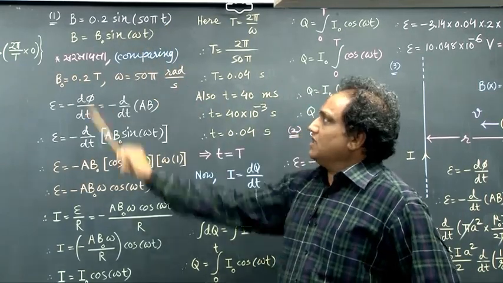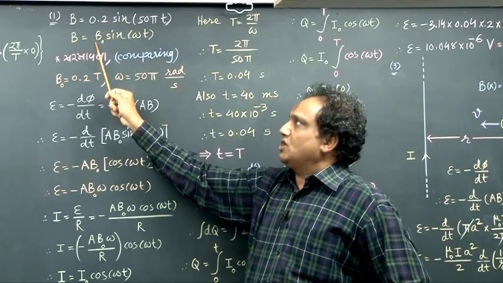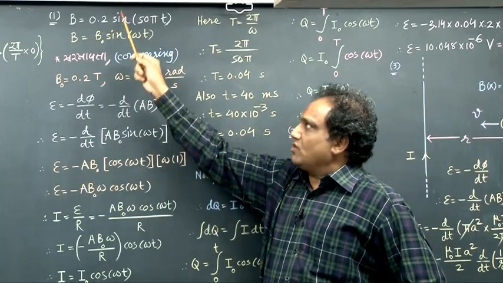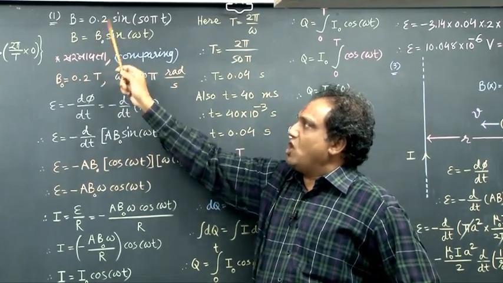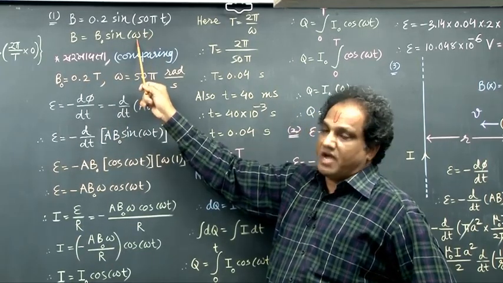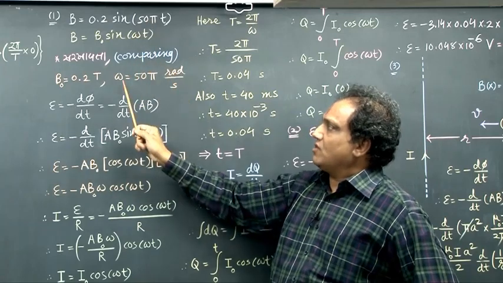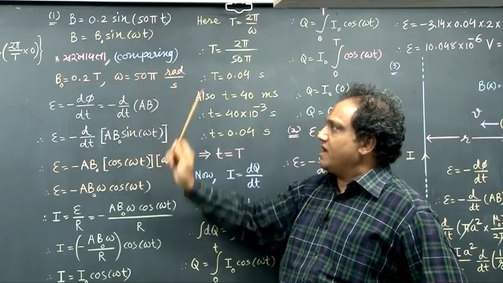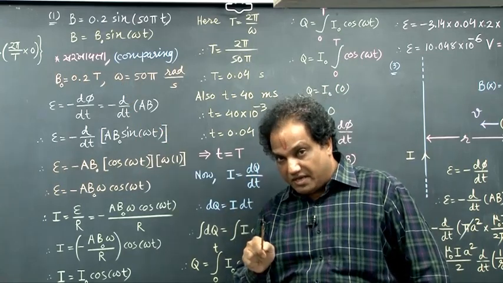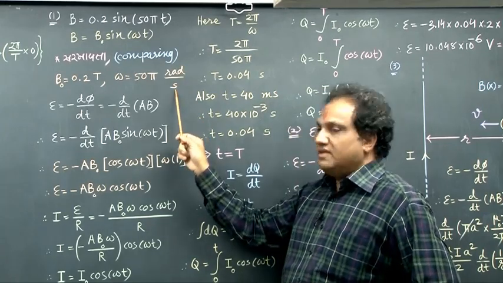Fine. Now just compare the given equation with the standard format: B equals B0 sine of omega t. When you compare, B0 will be 0.2 Tesla. What about the coefficient of time? Here it is omega, and here it is 50 pi. So omega will be 50 pi. What about the omega formula? Just now I told you, 2 pi upon T means angle upon time. The unit of angle is radian, the unit of time is second.